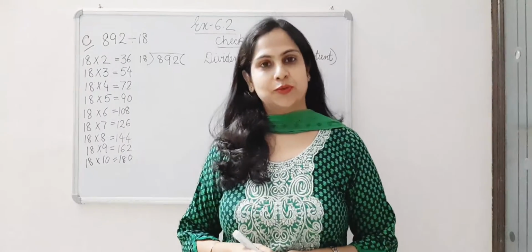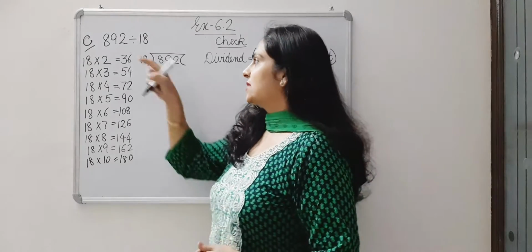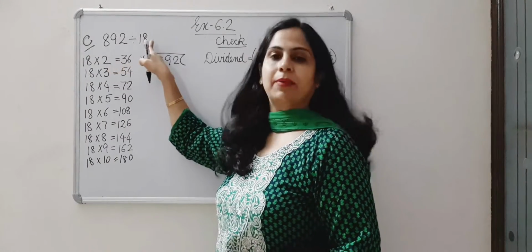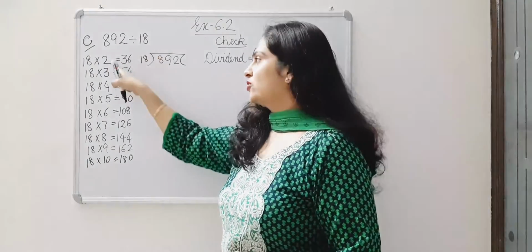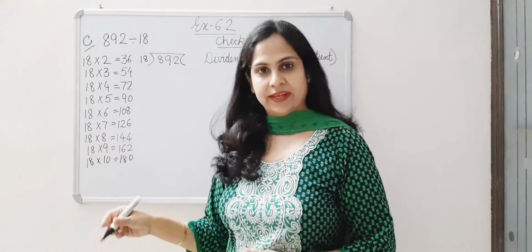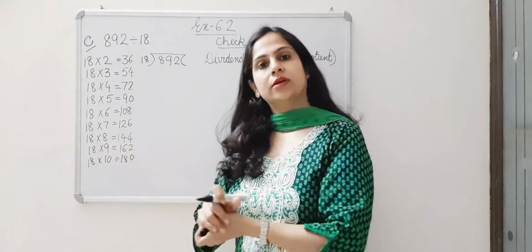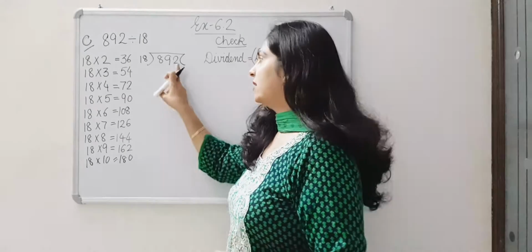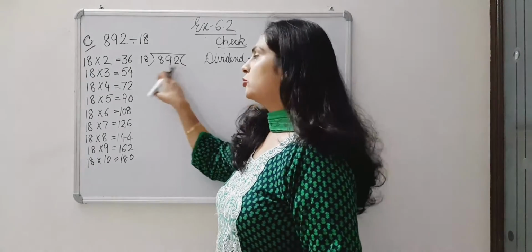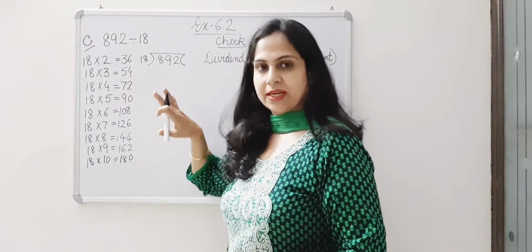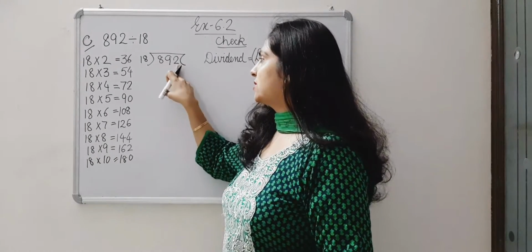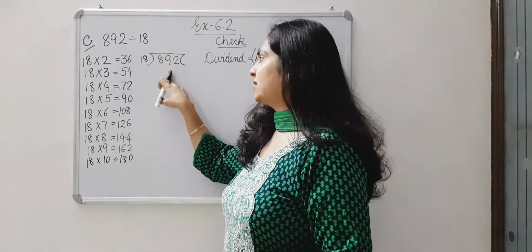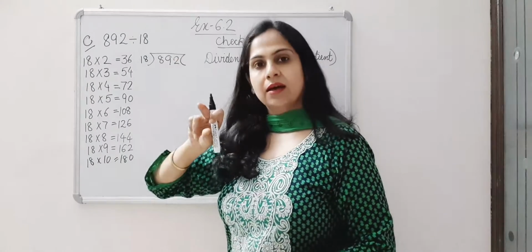Okay, now let's do the C part. C part is 892 divided by 18. First of all, you will write the table of 18 on the left side of your register. Then you will start dividing 892 by 18. Now let's start dividing. In this number, 2 is at the 1's place, 9 is at the 10's place and 8 is at the 100's place.